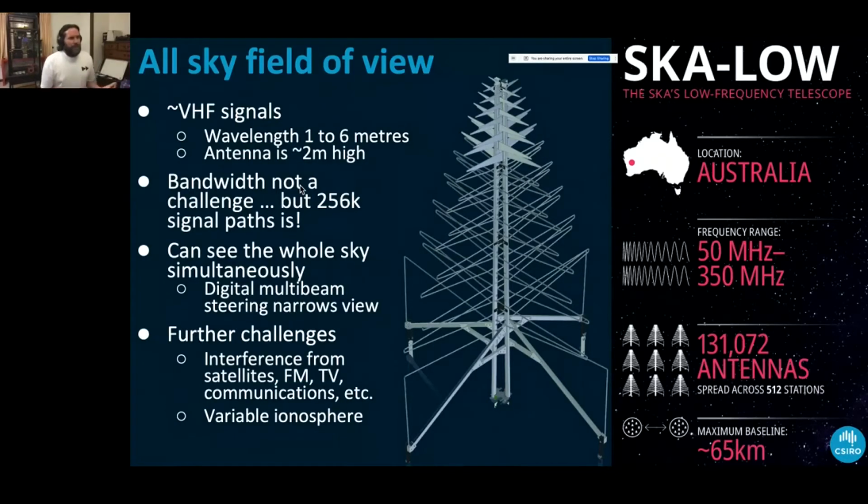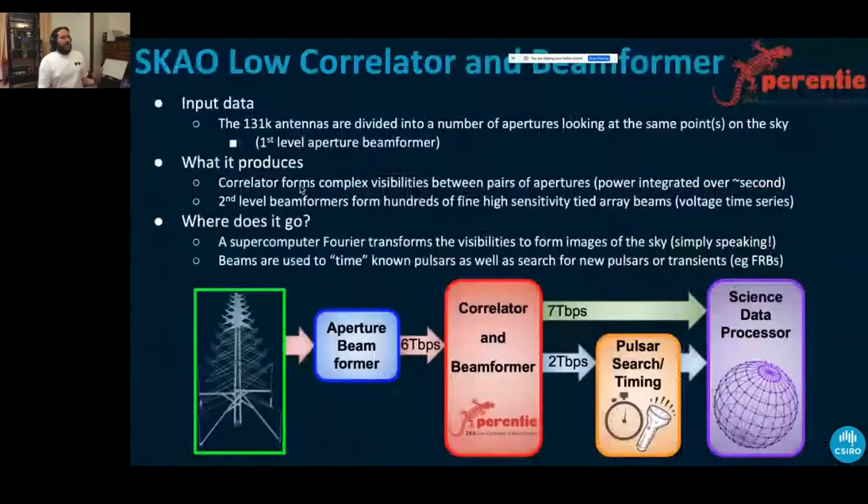So how do we do signal processing based on all these antennas? You have analog to digital conversion. Then the 131,000 antennas are divided into a number of apertures looking at the same point of the sky, which is a first-level aperture beamformer. This first beamforming generates 6 terabits per second of data, which goes into what is called a correlator and beamformer.